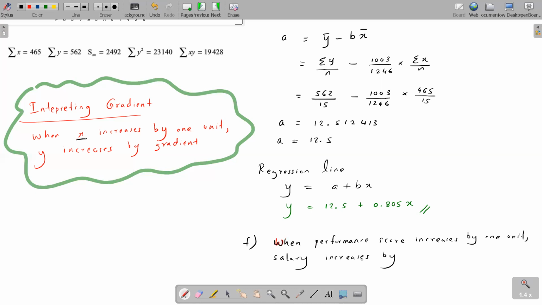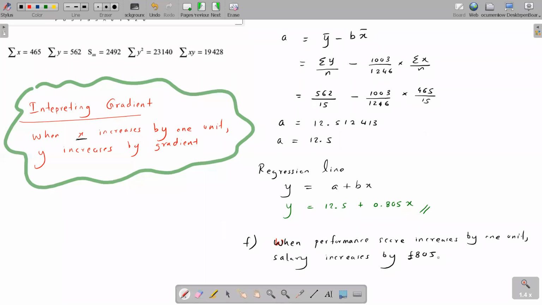But is that the value that we write? Do you remember for y, the salary was given in thousands? So you shouldn't write 0.805. It should be 0.805 times 1,000, because salary is given in thousands. So you should write 805 pounds. When the performance score increases by 1, the salary increases by 805 pounds.